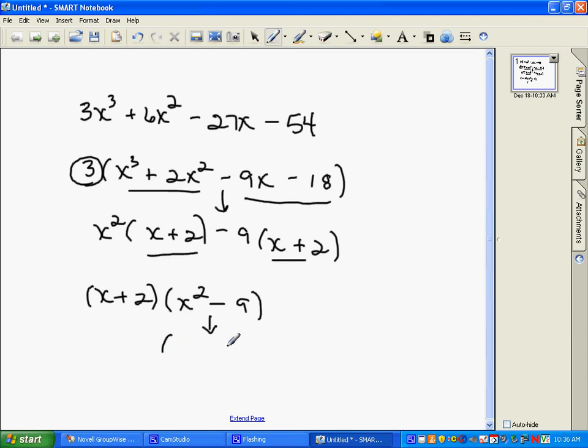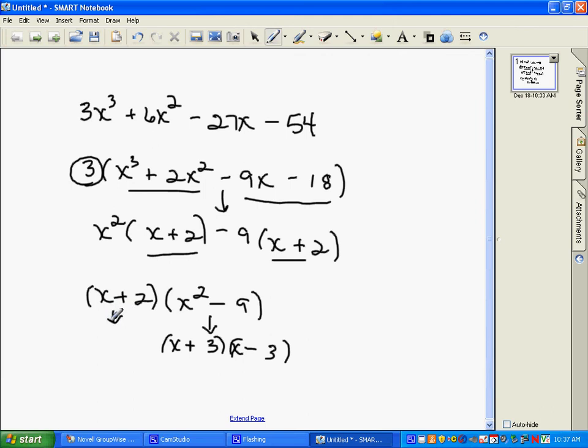So we have the square root of x squared is x. Those will go in the first blank of these 2 parentheses. The square root of 9 is 3. And we will slap a plus sign and a minus sign in there. This is how we factor always the difference of squares. If we have 2 things that have square roots, they will break down into 2 sets of parentheses with a plus and a minus in them.